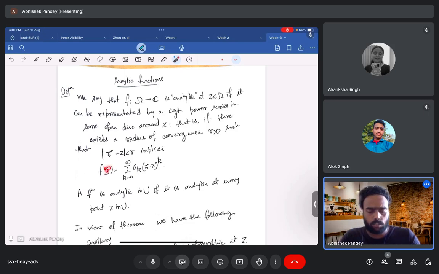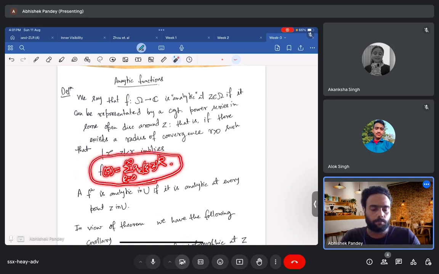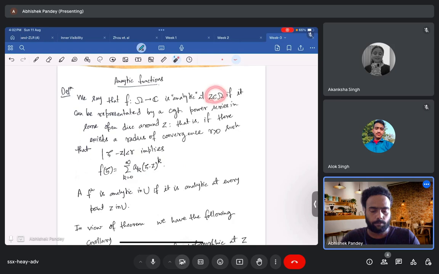Let us use this notation. f of zeta is nothing but summation k equals 0 to infinity a k (zeta minus z) to the power k. Is it clear? So in this case, we say that f is analytic at this point z. We say that f is analytic in the domain U if it is analytic at every point z belonging to U.